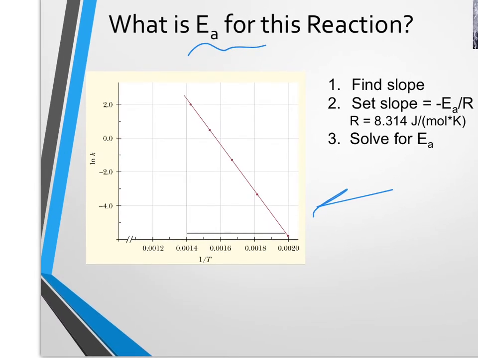So what do you do? The first thing you would do is find the slope. Hopefully you'd realize that this is an Arrhenius graph because natural log of the rate constant is on the y-axis, 1 over T is on the x-axis.